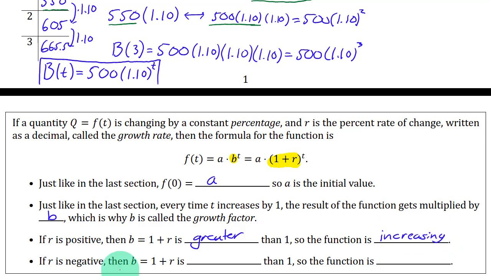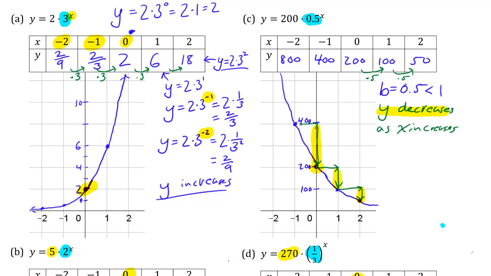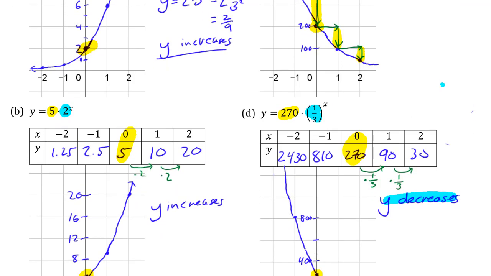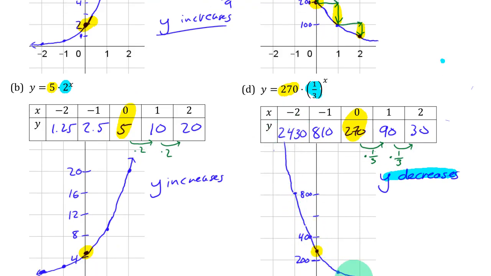If r is negative, then b equals 1 plus a negative number, which is less than 1. And when b is less than 1, that was like the examples for exercise 4, part C and D here, that b equals 0.5 or b equals 1/3 gave you a decreasing function.